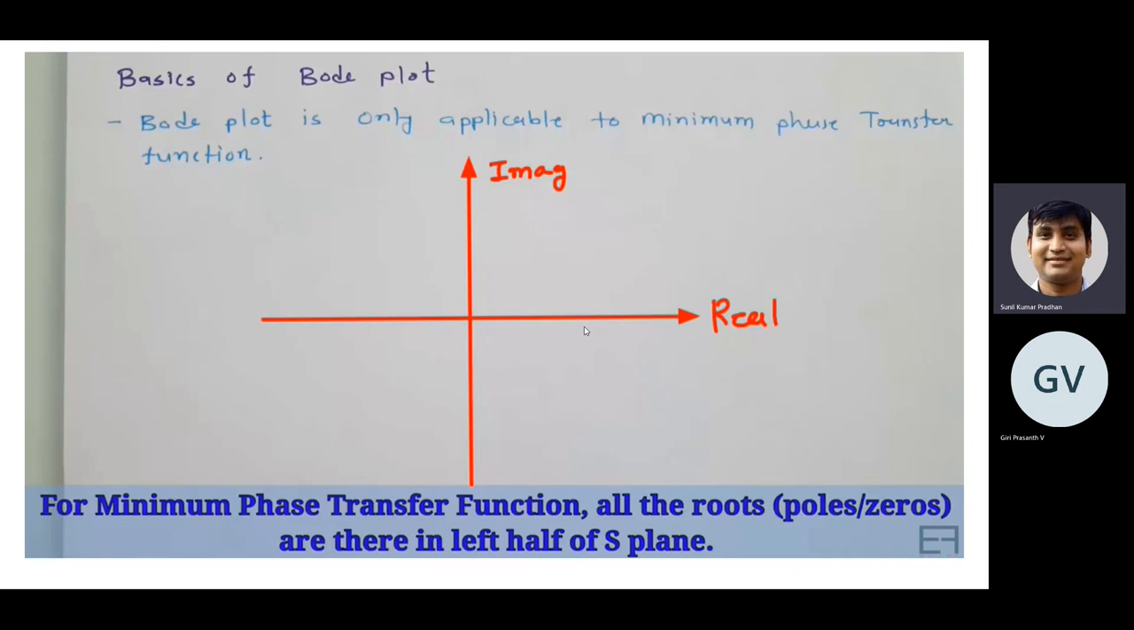As far as the Bode plot is concerned, it is only applicable for a minimum phase transfer function. So what does minimum phase transfer function mean? It means that all the roots, whether poles or zeros, lie in the left half of the S plane. If you can see my cursor, the left half of the S plane is here. This is your real axis and this is your imaginary axis. So your poles and zeros have to be in the left half of the S plane. For that kind of system, also called a minimum phase transfer function, your Bode plot can be determined.